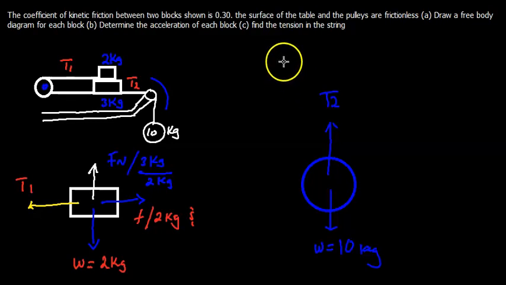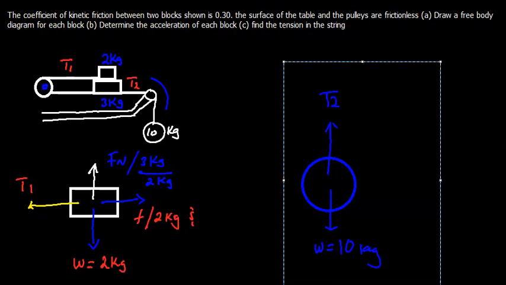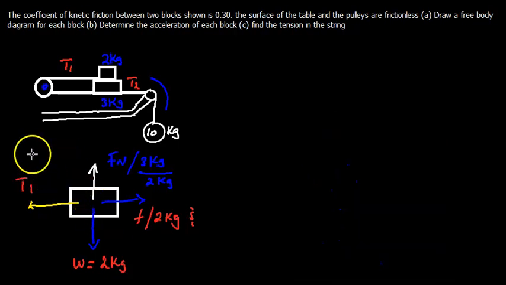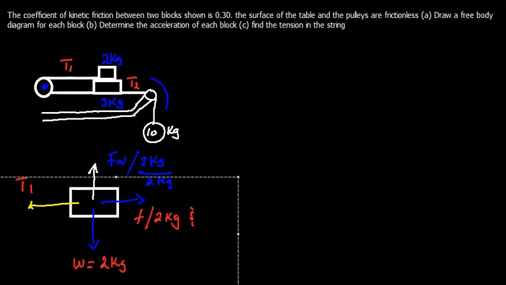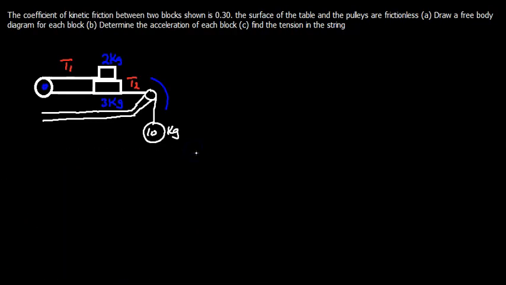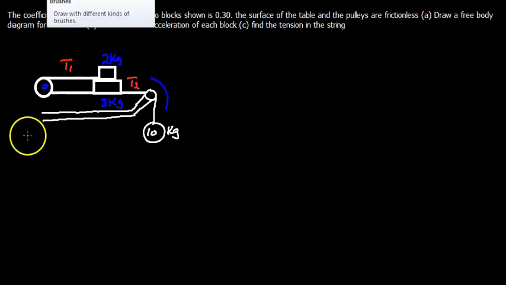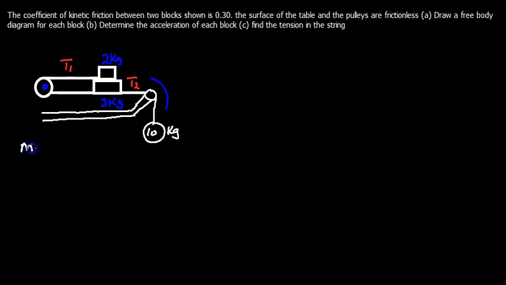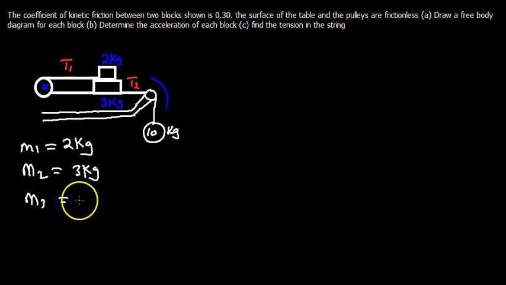The next thing which we are asked to find is to determine the acceleration, which is what we're going to look at now. First, from the data we are given, M1 is going to be 2.0 kg, and we are given M2 to be 3 kg. Our M3 is simply going to be 10 kg. And the mu k, which is the coefficient of kinetic friction, is given to be 0.30.